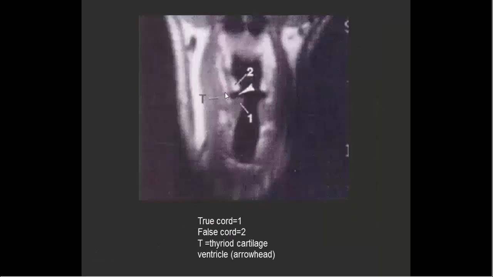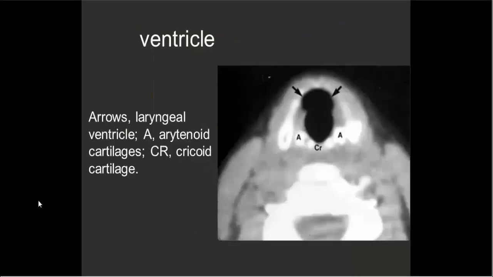This is again a tomogram demonstrating, as we see, coronal T1. This is the false vocal cord, and this is the true vocal cord in between. These are the laryngeal ventricles. This shows high signal because it is fat content, while this is muscle signal, muscle density. With the difference in signal we can differentiate between the true and false vocal cord.